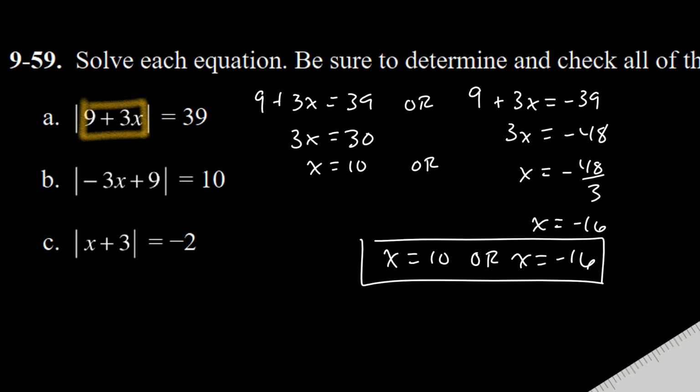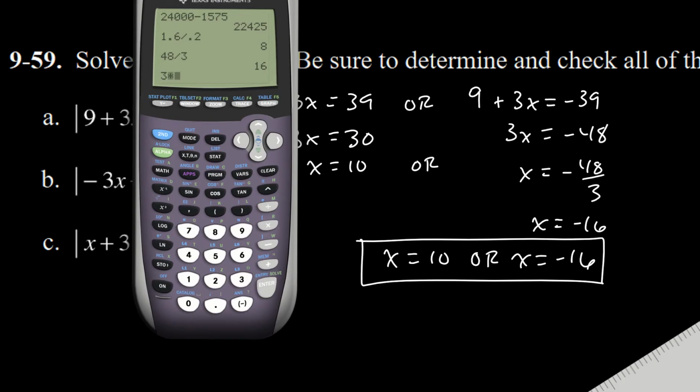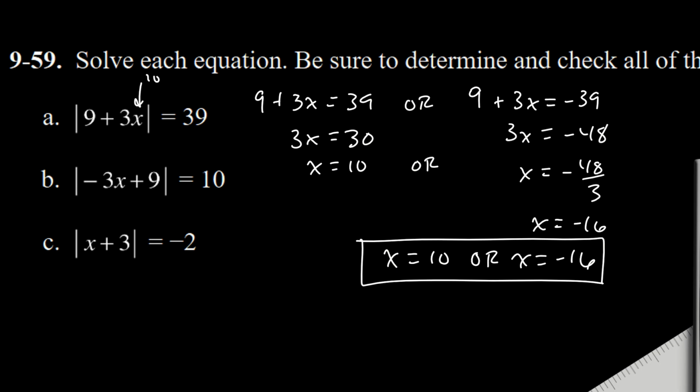So these two together. Now, a check of those solutions. Let's see, if I was to put in 10 first for this X, that would be 3 times 10 is 30. 30 plus 9 is 39, and the absolute value of 39 is most definitely 39. If I put in negative 16, 3 times negative 16 is negative 48, and negative 48 plus the number 9 is negative 39. And the absolute value of negative 39 is also 39. So that's the solution for A.